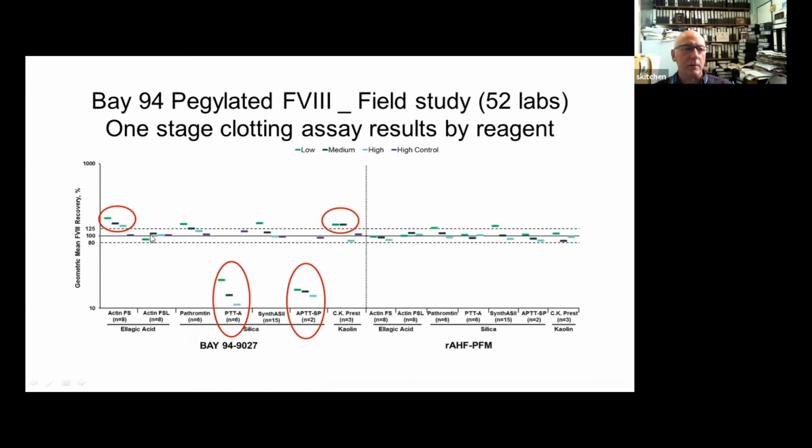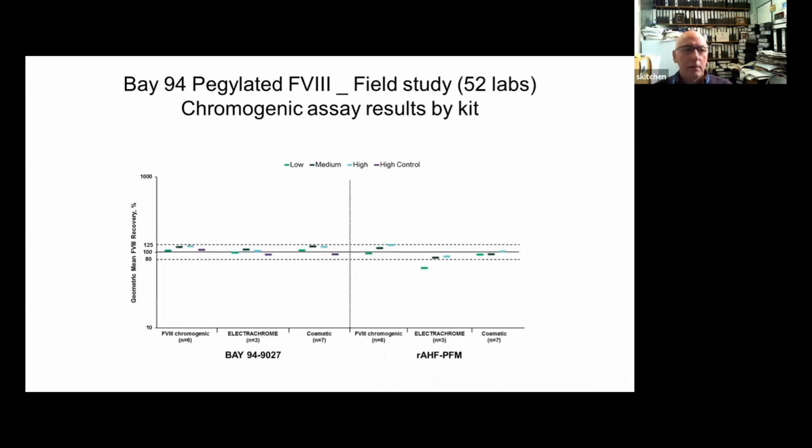overestimating relative to expected potency, unsuitable. A couple of assays here, one-stage assays, grossly underestimating, unsuitable. Same study, some chromogenic kits, here 3 different kits, all recovering really quite close to the expected potency. Any of these 3 kits, different chromogenic assays, suitable for monitoring this product.